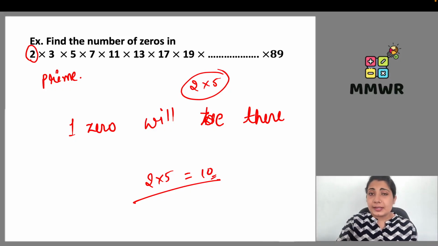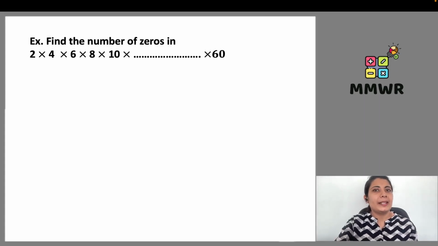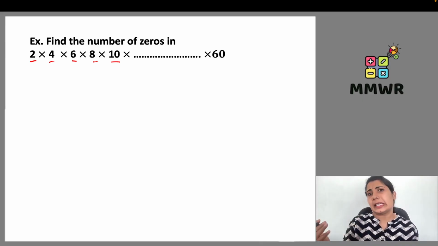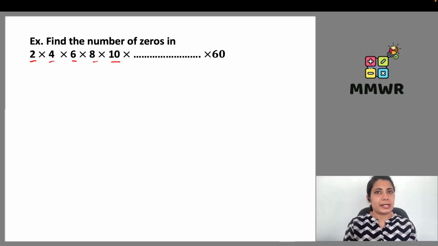Right? Similarly, we will have now a multiple based example. What do you understand by multiple based example? Here is the example. So, what is given here? We have to find out the number of zeros in 2 multiply 4 multiply 6 multiply 8 multiply 10 multiply 12 14 16 18. Likewise, till 60 we have to keep on multiplying.